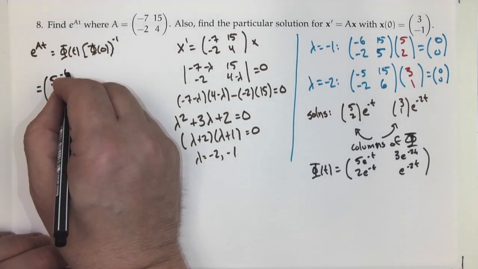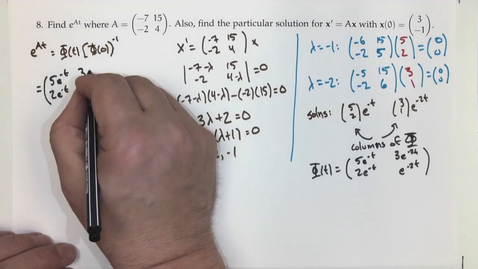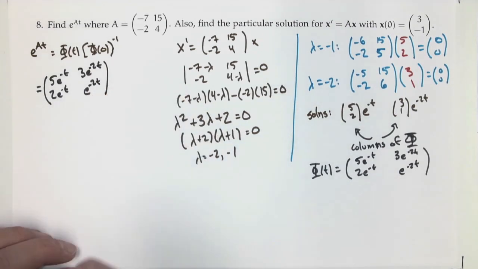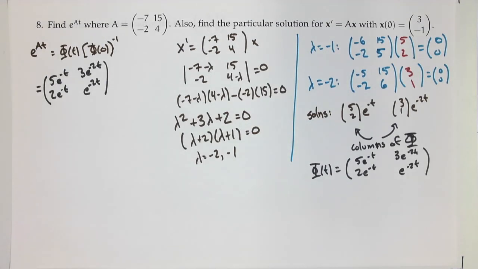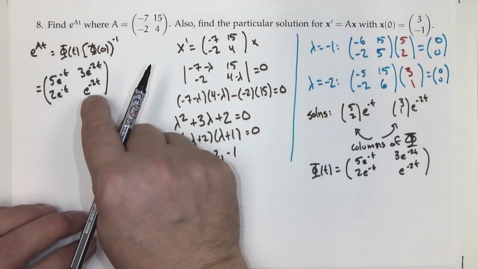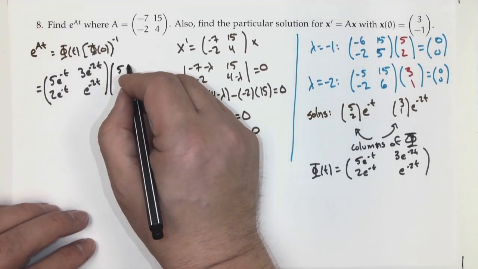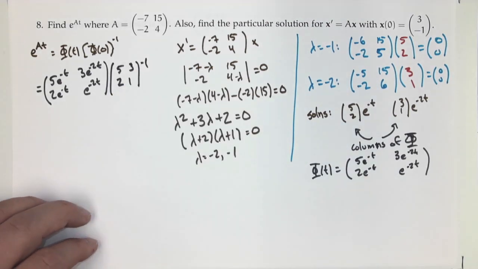Now, is phi of t unique? The answer is no. You can have lots of different fundamental matrices, but there's a best one. That's e to the at. So now what we have to do is multiply by phi 0 inverse. That basically says turn into the best one. So when you plug in 0, the nice thing is e to the 0 is 1. So this is 5, 3, 2, 1, inverse.